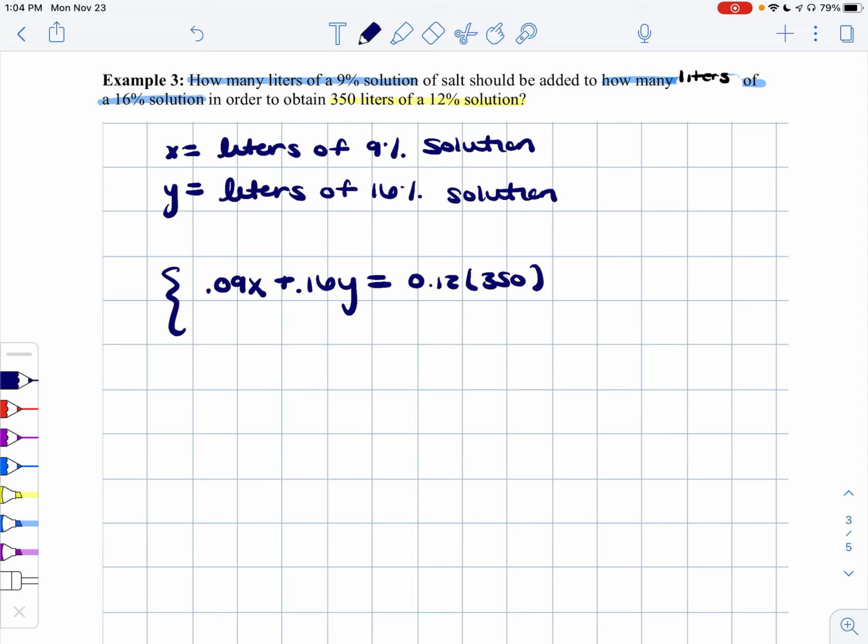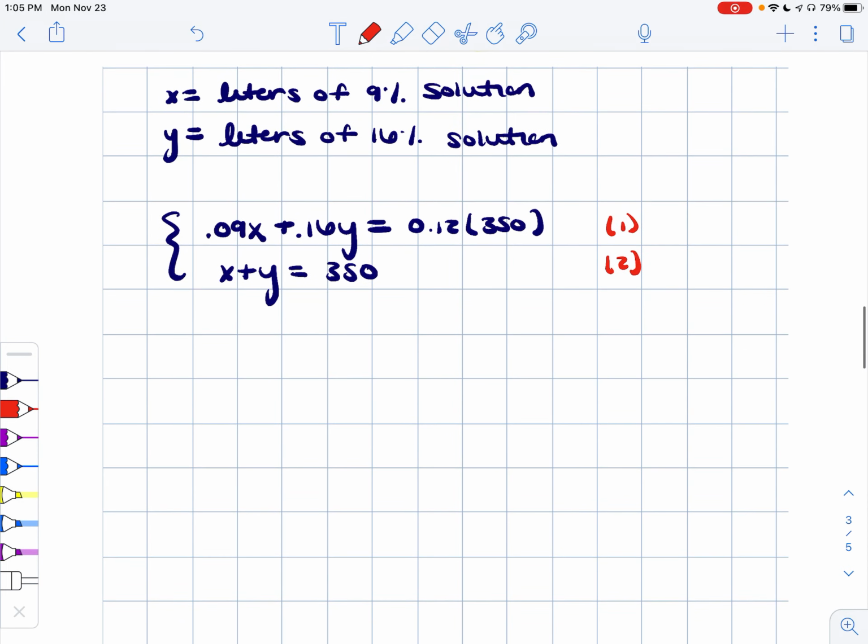The second equation is just going to be dealing with the total volume, the total number of liters. For that, we just know we're adding x liters to y liters for a total of 350 liters. All right, so those are our two equations. Now we just need to solve it, and we can use substitution or elimination. Technically, you could graph it as well, but I find that to typically be a little bit more work than it's worth. I think the last two problems I did substitution for, so I'm going to do elimination on this one, just to mix it up a little bit.